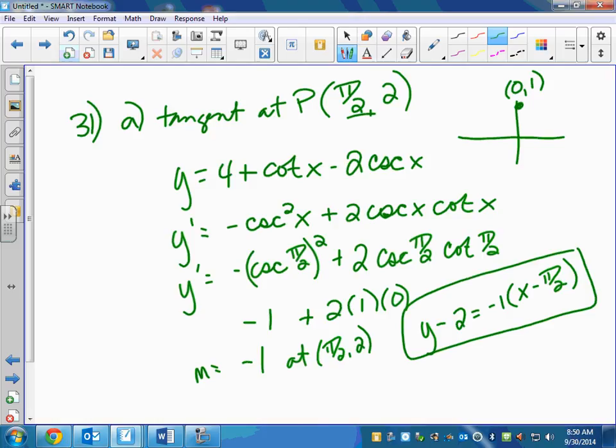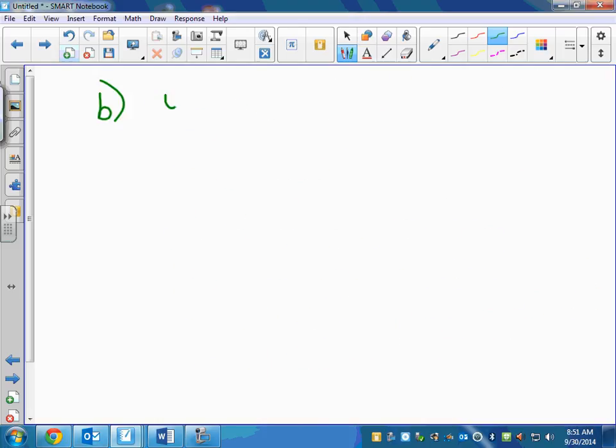Part B gets a little crazy here. I'd be interested to find out if you did this any differently on part B. Part B says, now find the horizontal tangent to the curve at Q. Notice Q is a different point than P because they want to know where it has a horizontal tangent, which means where the derivative equals 0. So for part B, I need to set that derivative equal to 0.